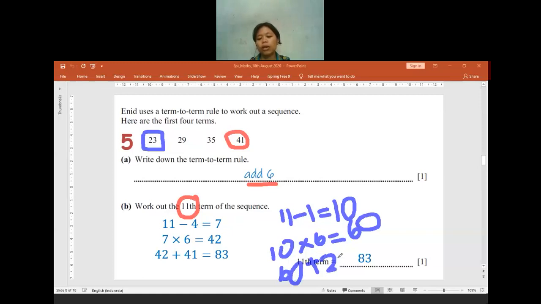Okay, so that's why the answer will be equal to 83. Is there anyone having any question or getting confused? Is my explanation still confusing? No? No question? Yeah, most of you are using the first term when I check it.